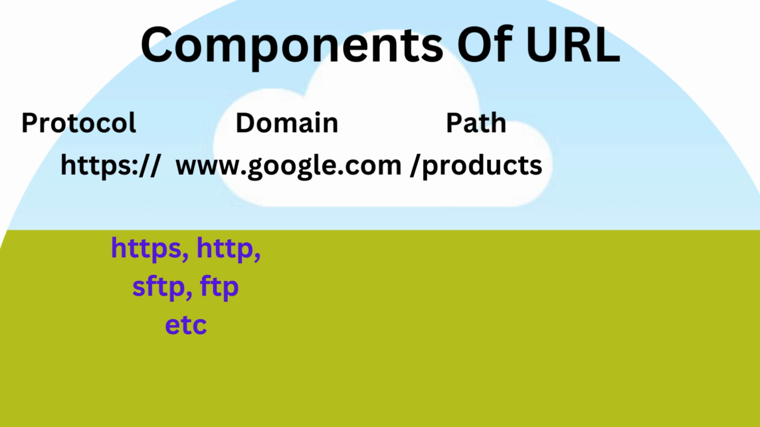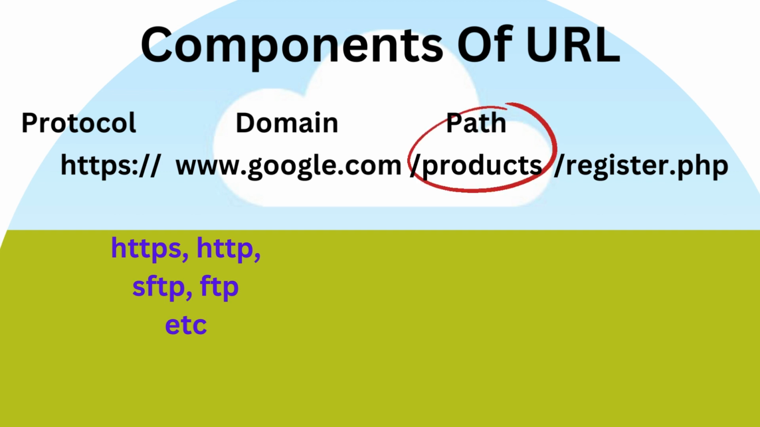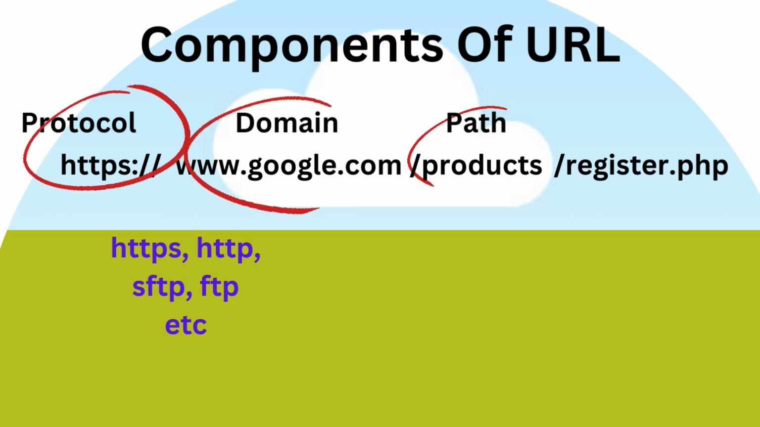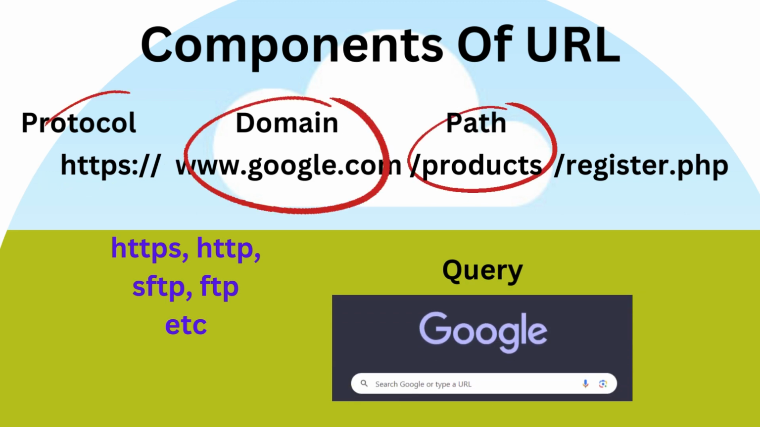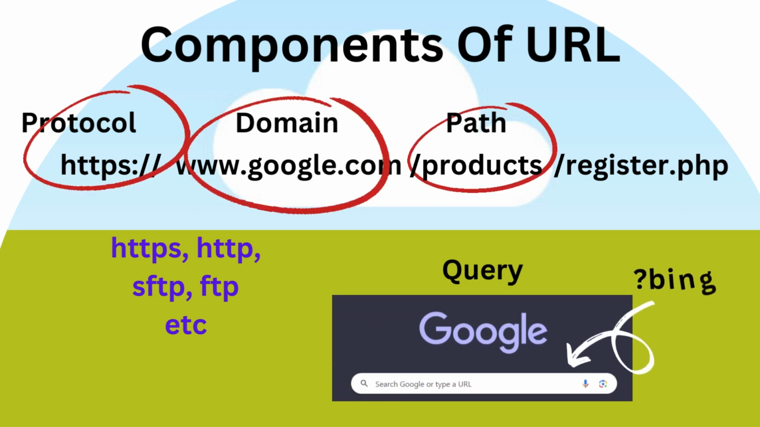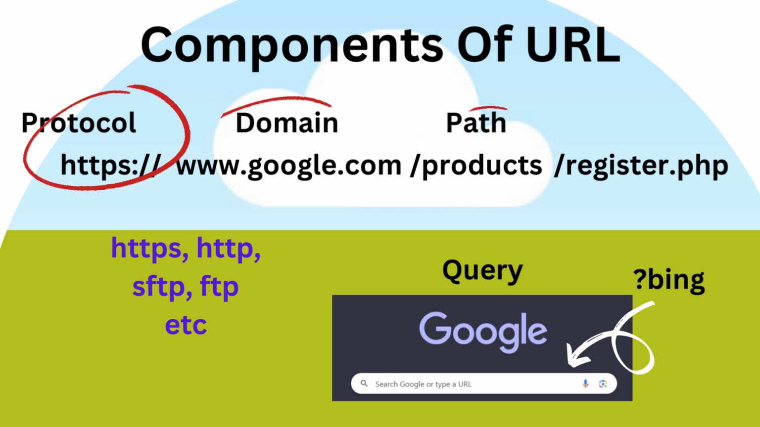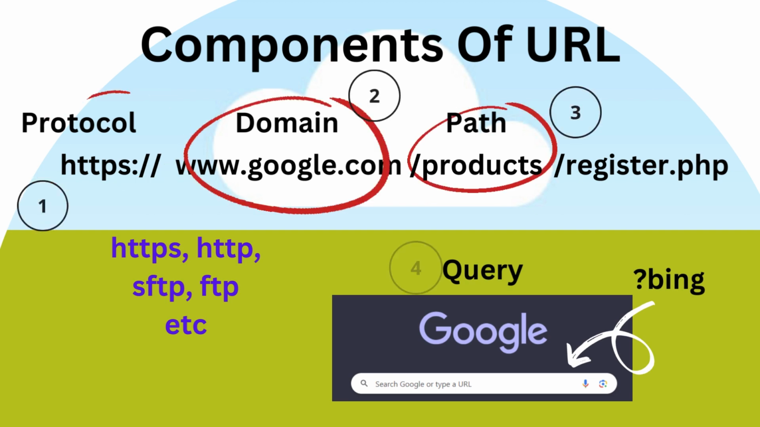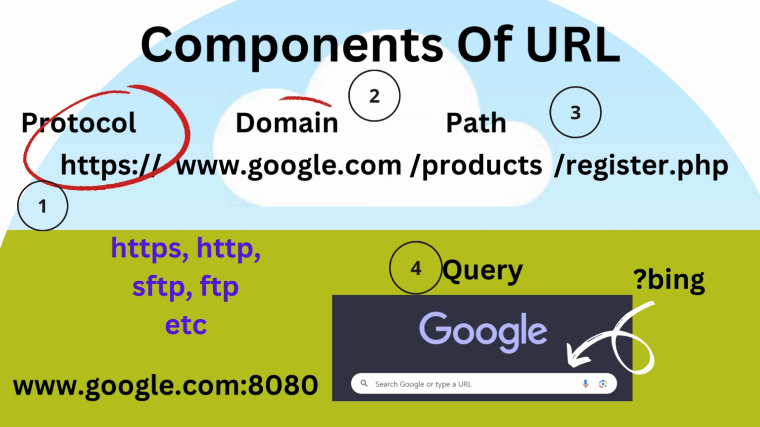For instance, if the requested page is inside a product folder and named registered.php, the path is product. So, the 3 main components are protocol, domain, and path. Additionally, there is another essential component called the query, which always comes after a question mark. For instance, when we search for something on Google, the search query comes after the question mark. So far, we've covered 4 components: protocol, domain, path, and query. There's also the consideration of the port, such as 8080, 8000, or 80.